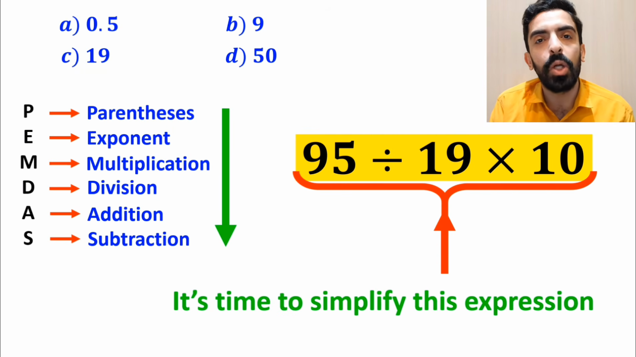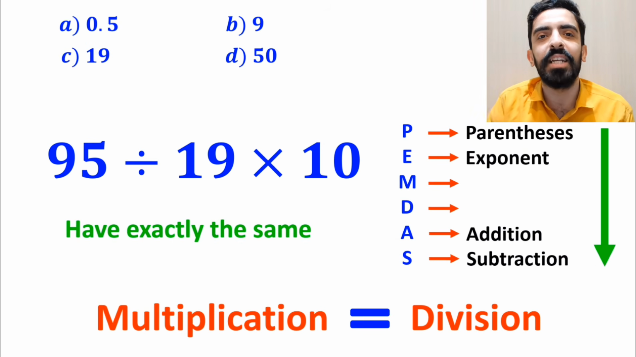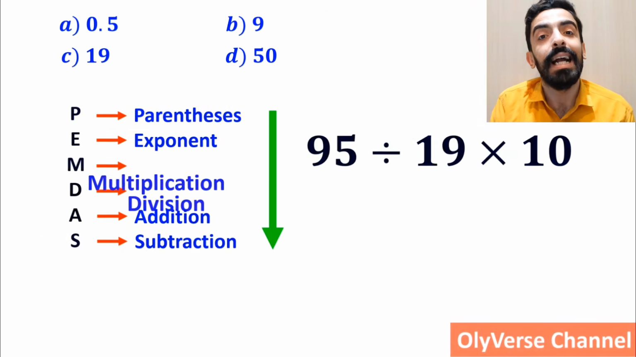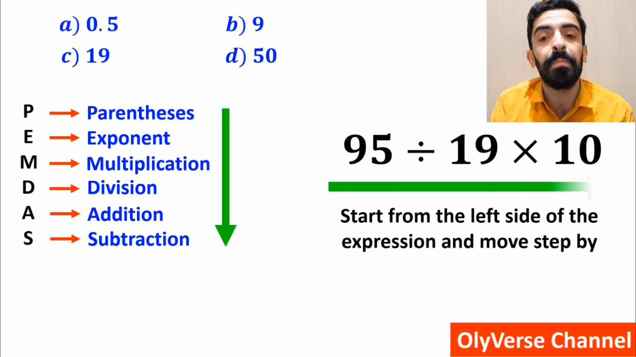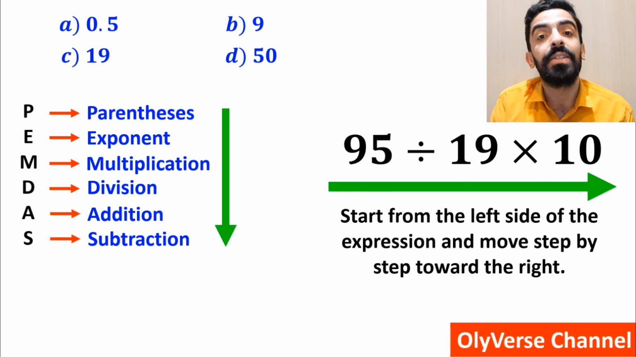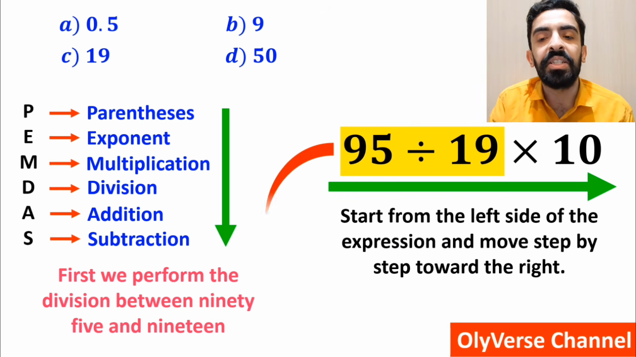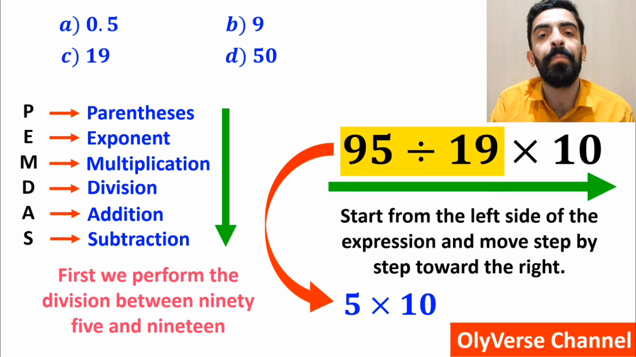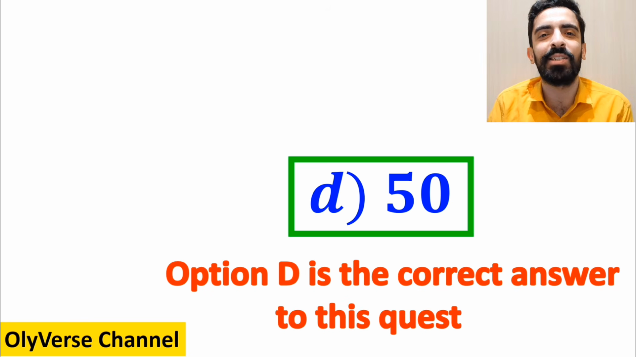It's very important to note that in the PEMDAS rule, multiplication and division have exactly the same level of priority. In this case, all we need to do is to start from the left side of the expression and move step by step toward the right. So, first we perform the division between 95 and 19, which simplifies this expression to 5 multiplied by 10. And finally, the value of this expression will be 50. Therefore, option D is the correct answer to this question.